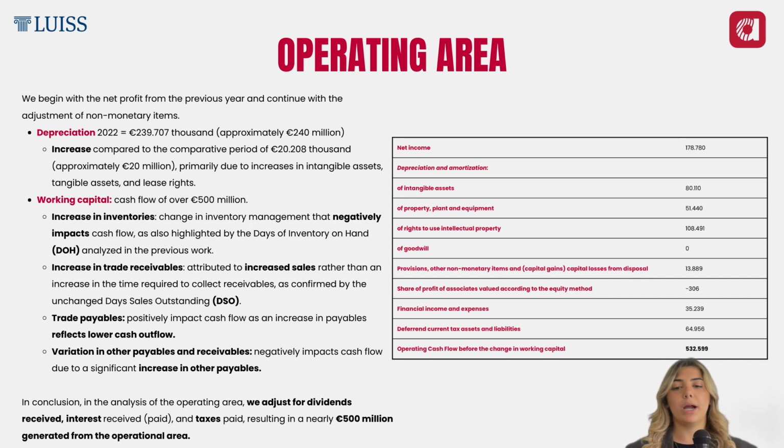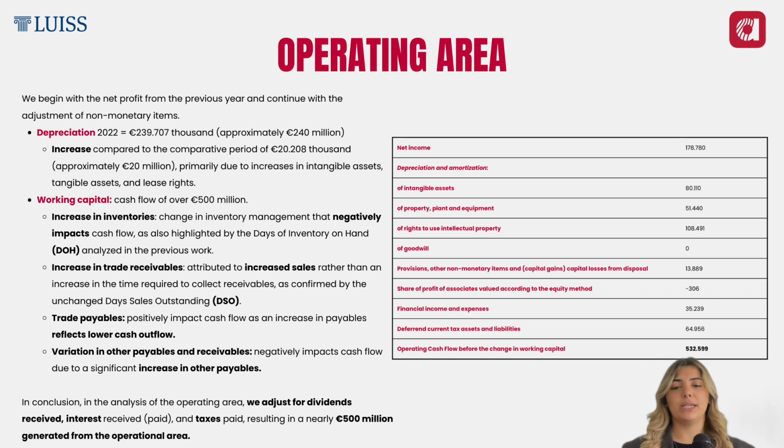This variation is primarily due to the increase in tangible assets and lease rights. At the end of this part, proceeding to the analysis of working capital, we obtain a cash flow of over 500 million. Regarding the analysis of working capital, we observe an increase in inventories, indicating a change in inventory management that negatively impacts cash flows, also highlighted by the days of inventory on hand analyzed in the previous work. Additionally, there is an increase in trade receivables attributed to the increased sales rather than an increase in the time required to collect the receivables, as confirmed by unchanged days sales outstanding.